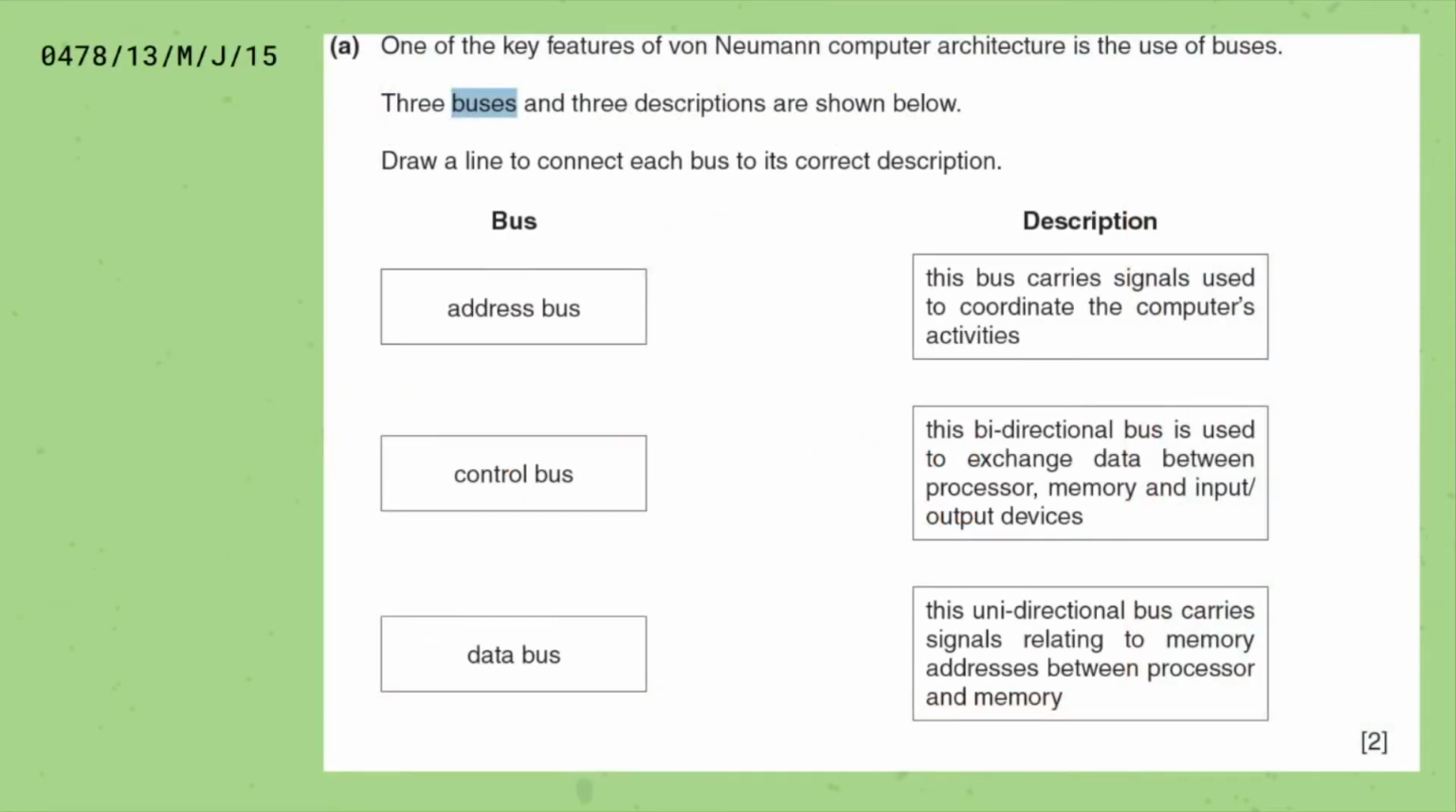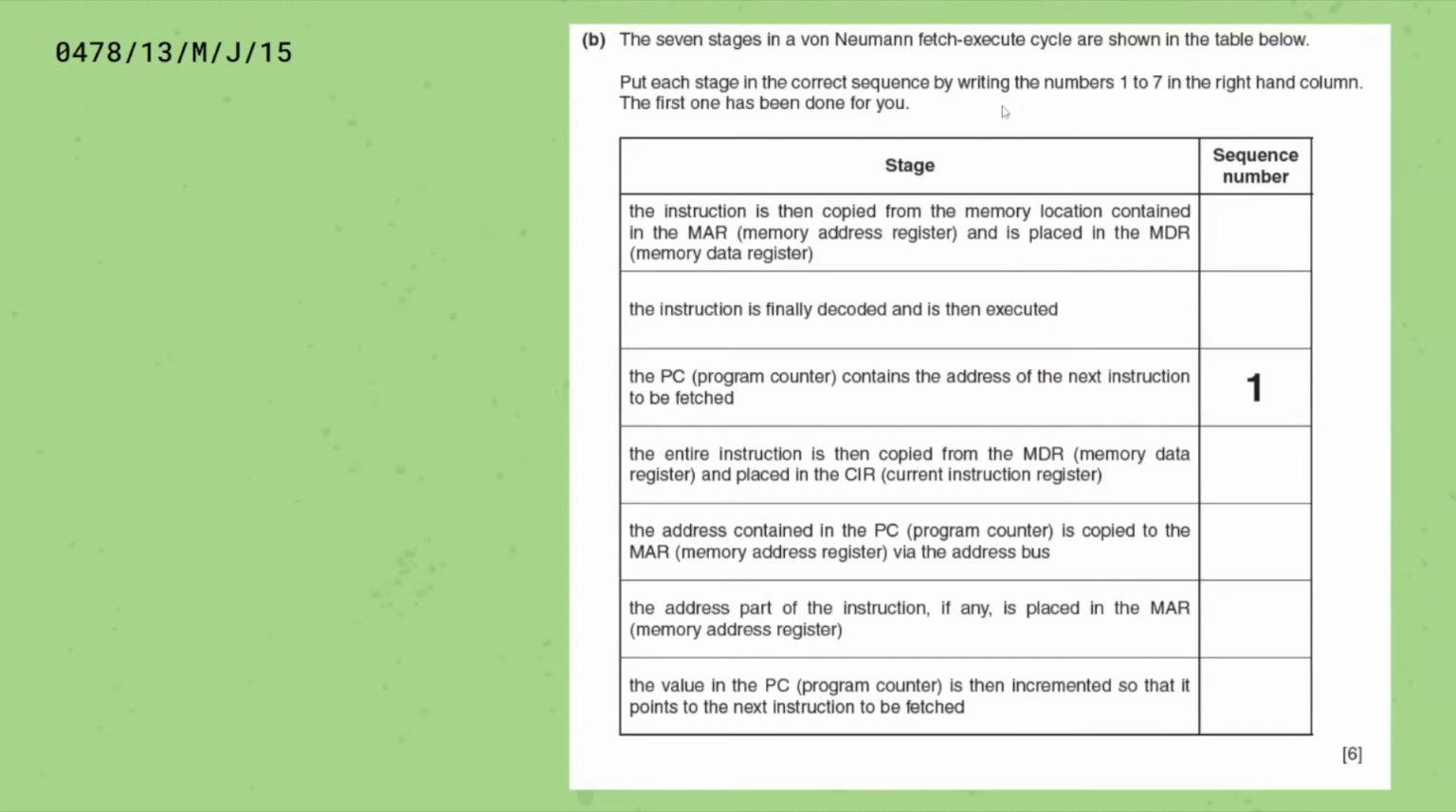One of the key features of von Neumann architecture is the use of buses. 3 buses and 3 descriptions are shown below. Draw a line to connect each bus to its correct description. The 7 stages in a von Neumann fetch execute cycle are shown in the table below. Put each stage in the correct sequence by writing the number 1 to 7 in the right hand column. The first one has been done for you. So this is an easy question at first, and then the B part question is a hard one. Now I will teach you how to understand this concept with ease and how to answer it correctly.